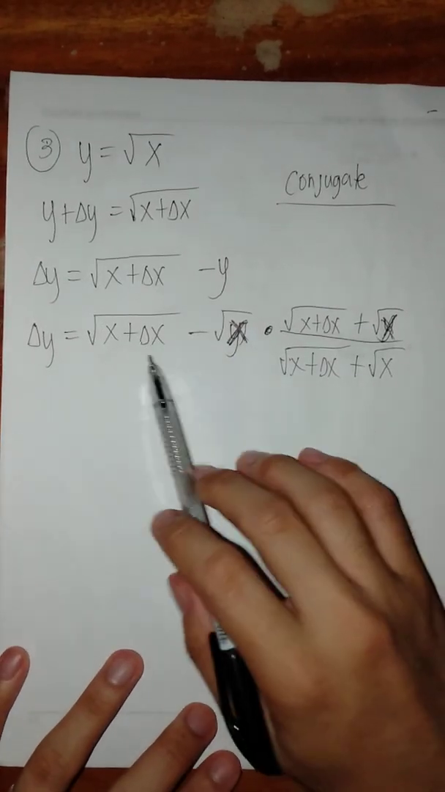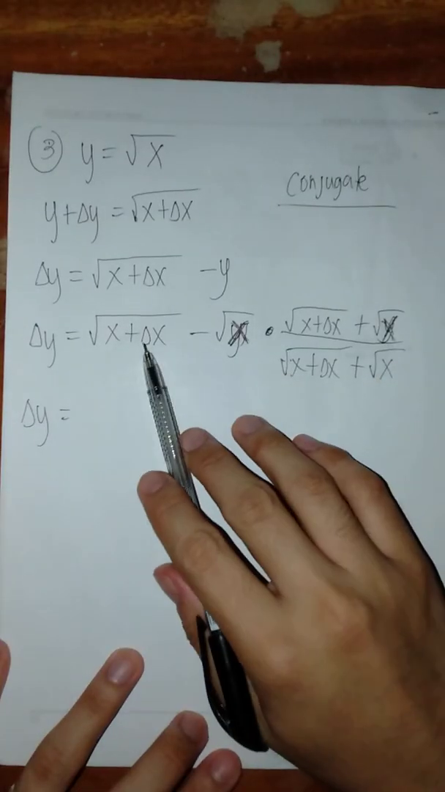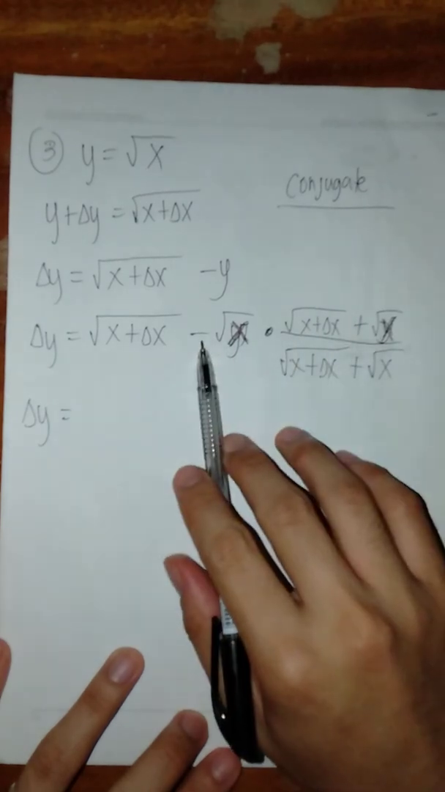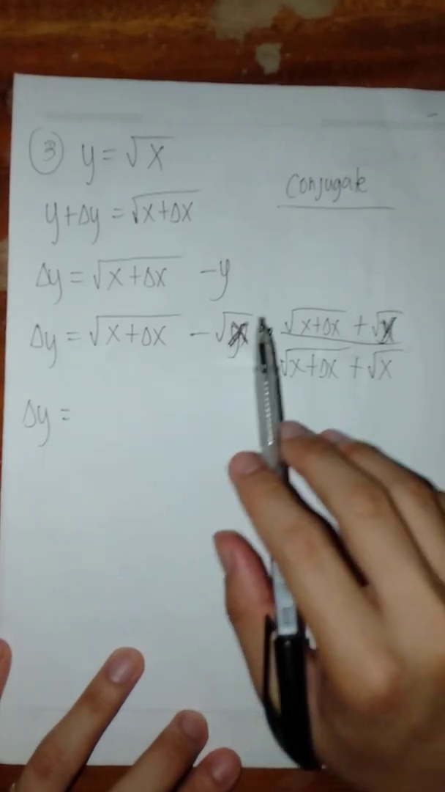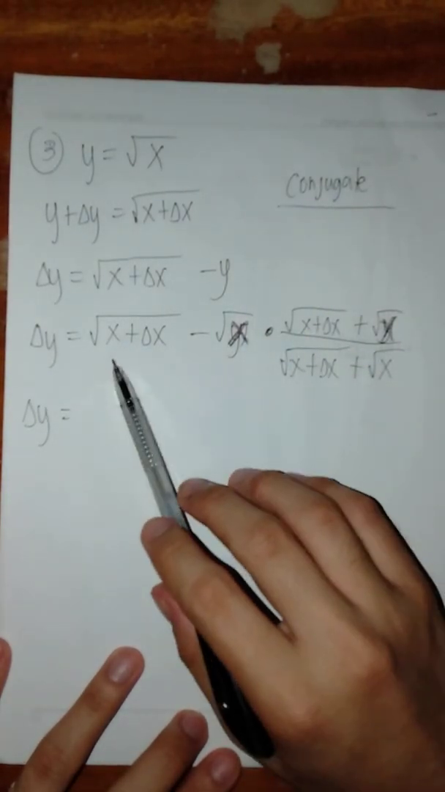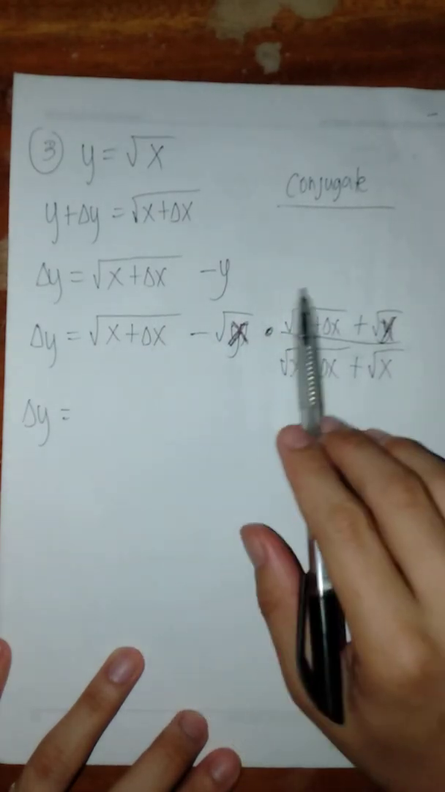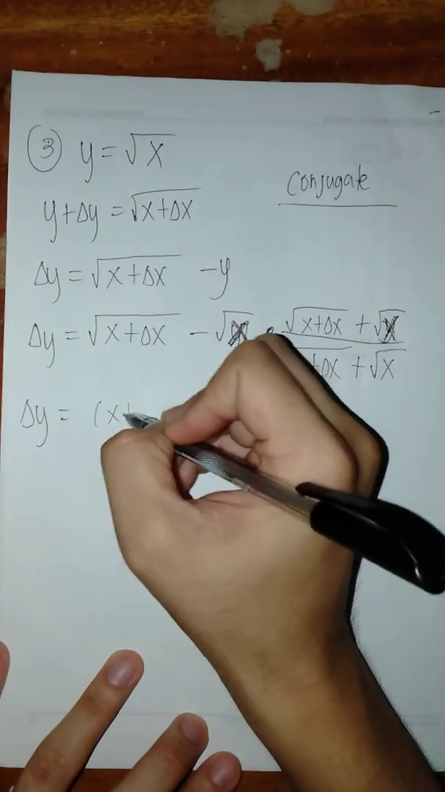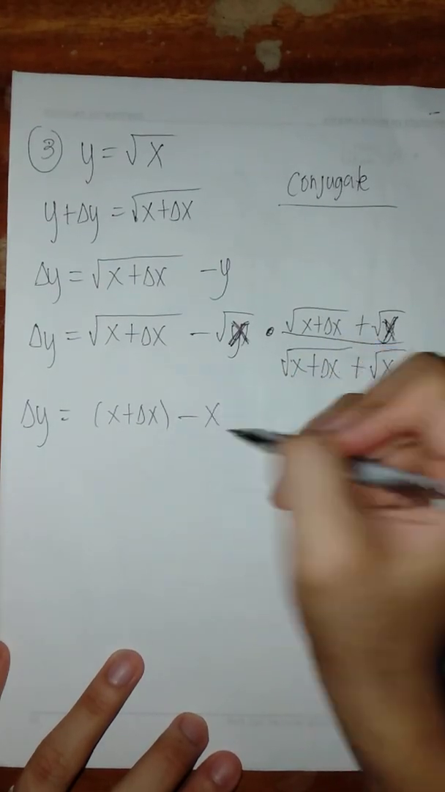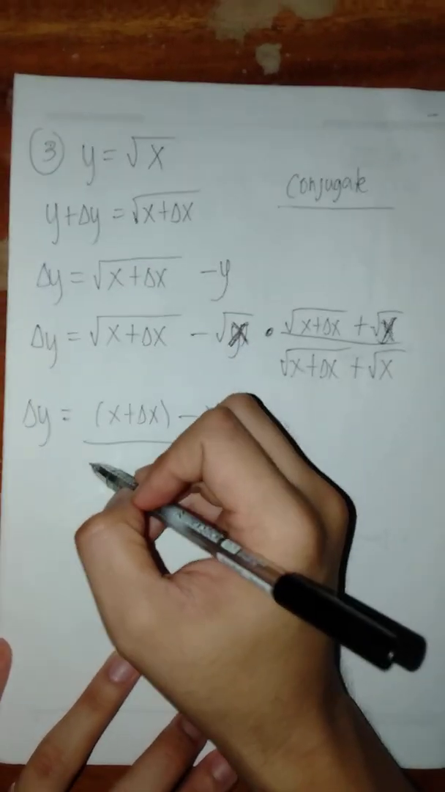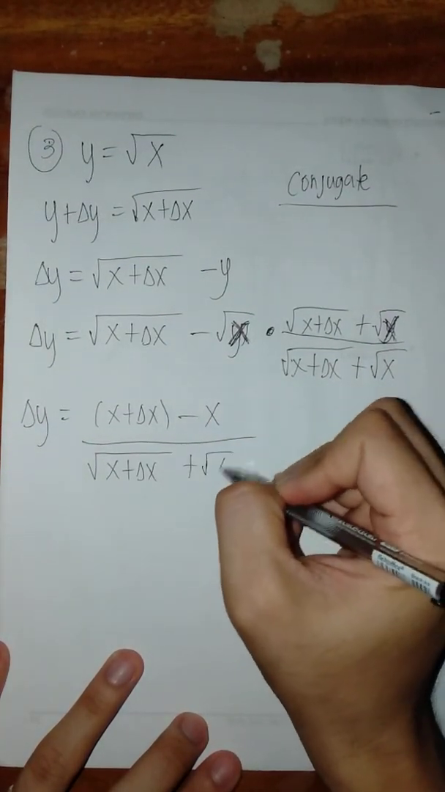By using FOIL method, magiging delta y. Pag FOIL method nyo to, kung papansinin nyo, since magkaiba yung sign nito, same term, yung middle terms, magka-cancel yan. I-multiply mo lang yan. Square root, magka-cancel, so magiging x plus delta x naman, di ba, pag multiply. Then, square root of x times square root of x, minus x na lang. All over, itong denominator mo, square root of x plus delta x plus square root of x.